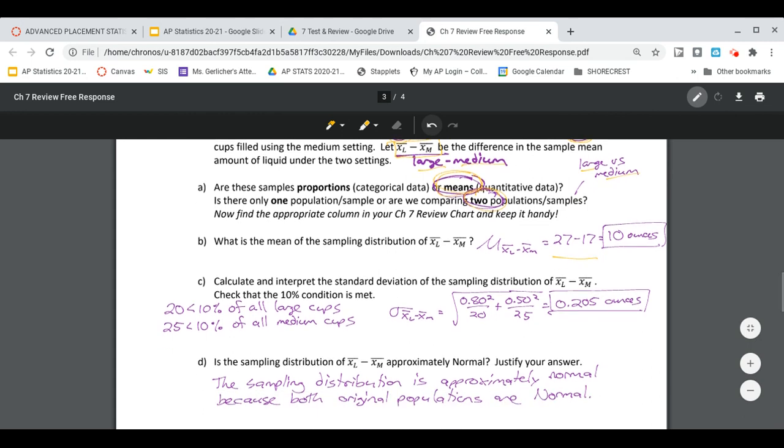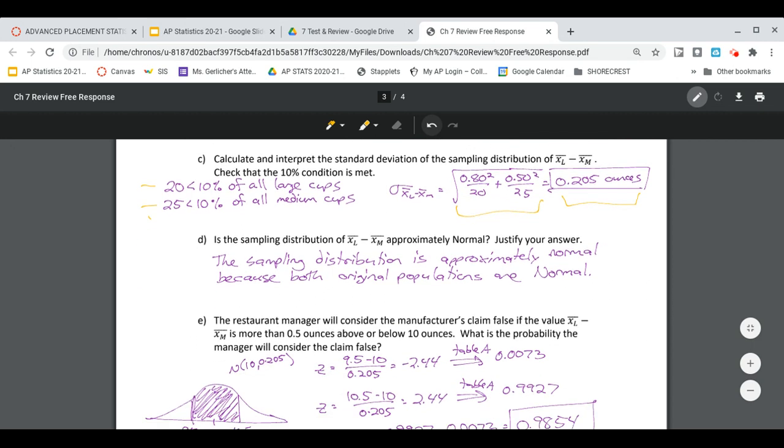For standard deviation, you have to do all those same rules, but with both samples, both populations, both groups. So we're just going to assume that the soda machine makes more than 200 large cups and more than 250 medium cups. The 20 and 25 are less than 10% of all the cups it makes. And so I can now use my formula and get standard deviation. So for this one, our sample sizes are not big enough for the central limit theorem to kick in. So don't automatically use that as your way to prove normality.